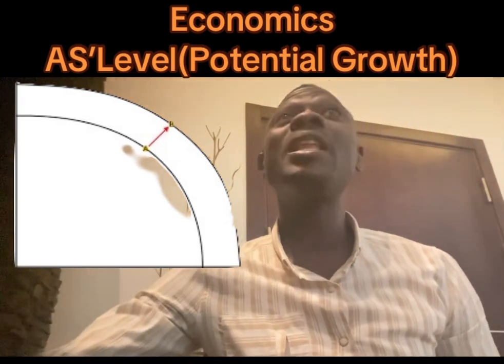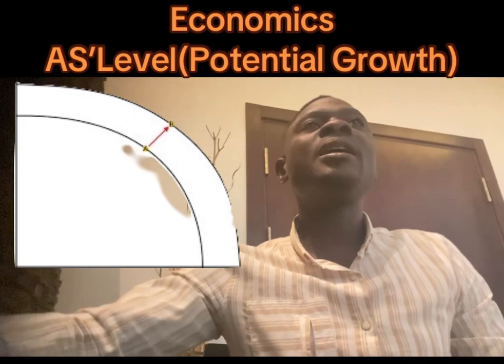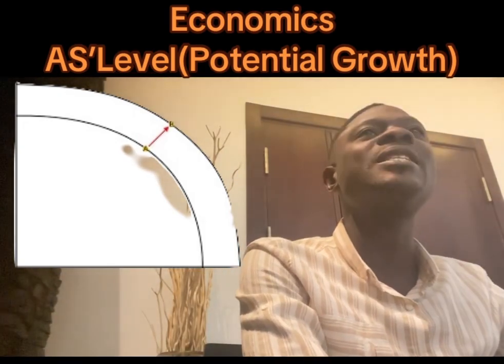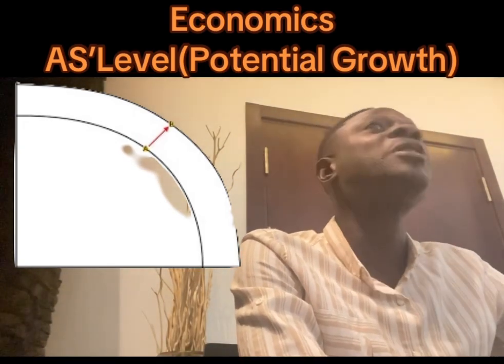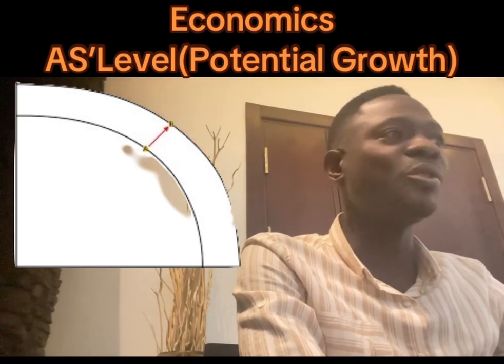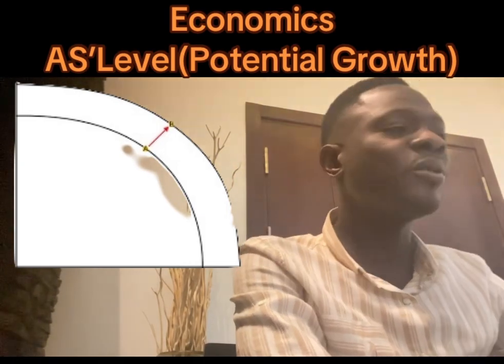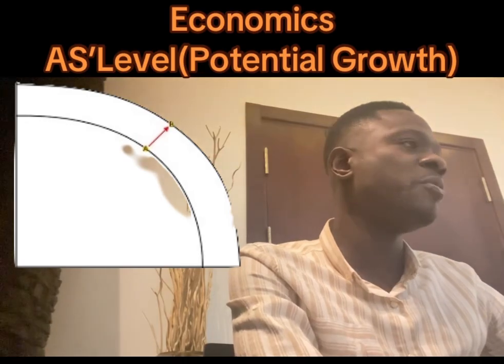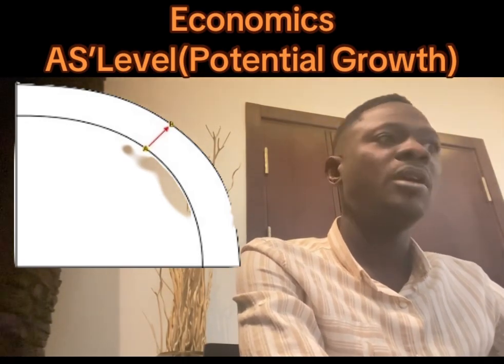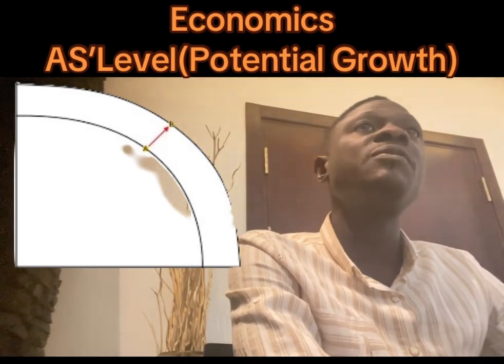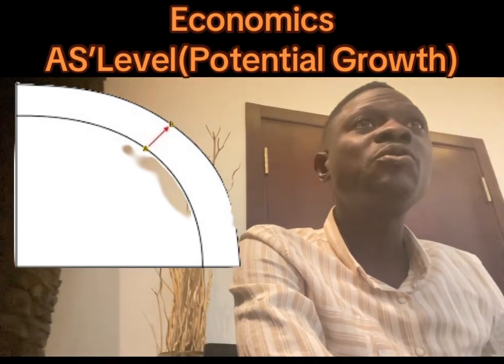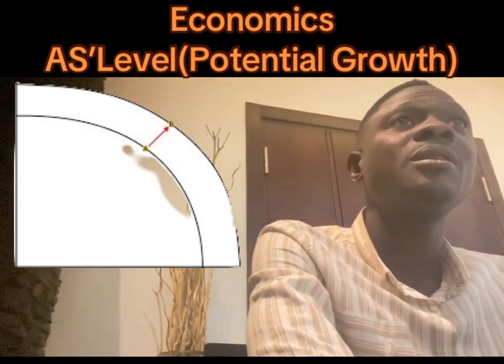Now, there's a difference between actual growth and potential growth. An economy could increase its potential growth, but it does not necessarily mean that you're actually growing. So improvement in output, like improvement in your factors of production like land and labor, might make your PPF shift rightward, but it does not necessarily mean that you are reaching your actual growth.